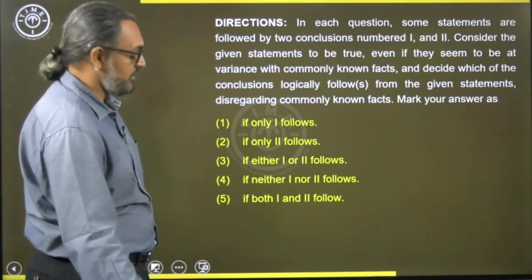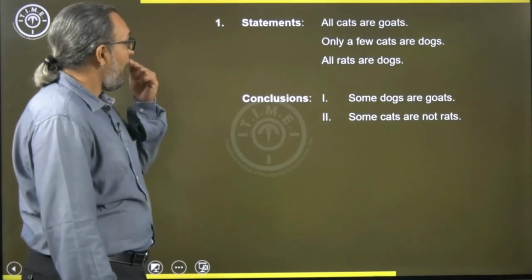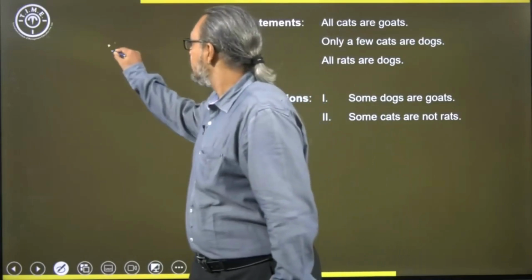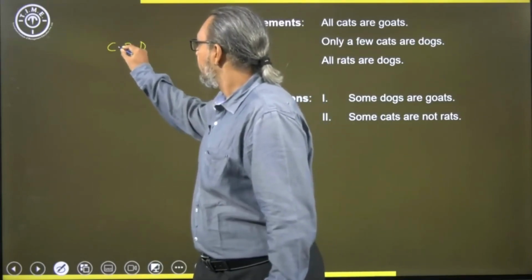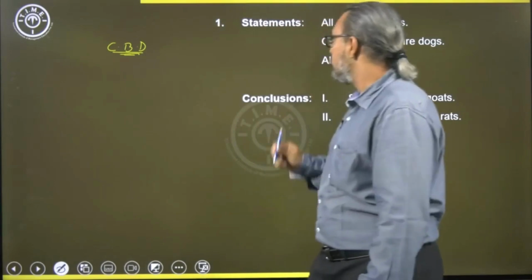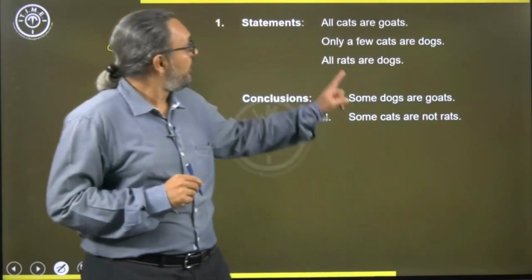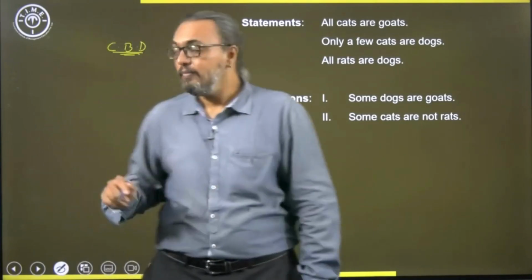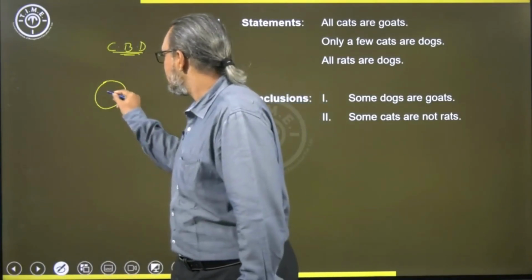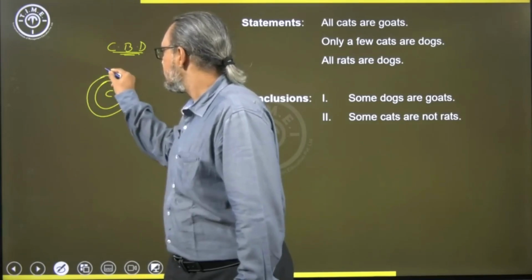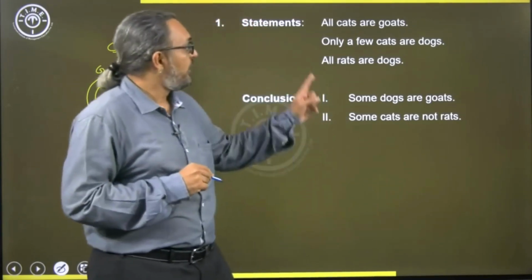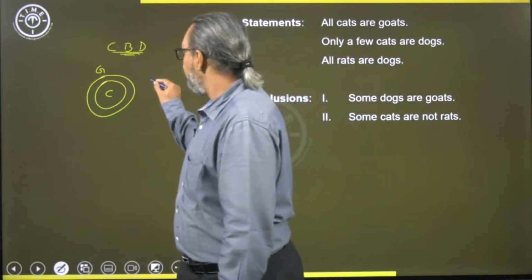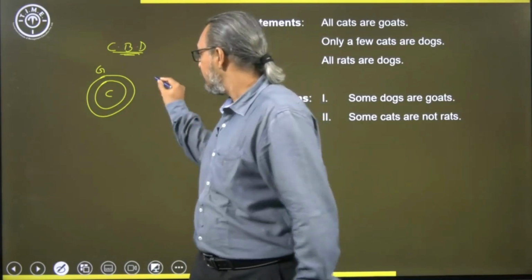So let's look into this. We have the statements and the conclusions. Now let's draw the combined diagram for the statements. The statements that we have: all cats are goats, and then only a few cats are dogs.